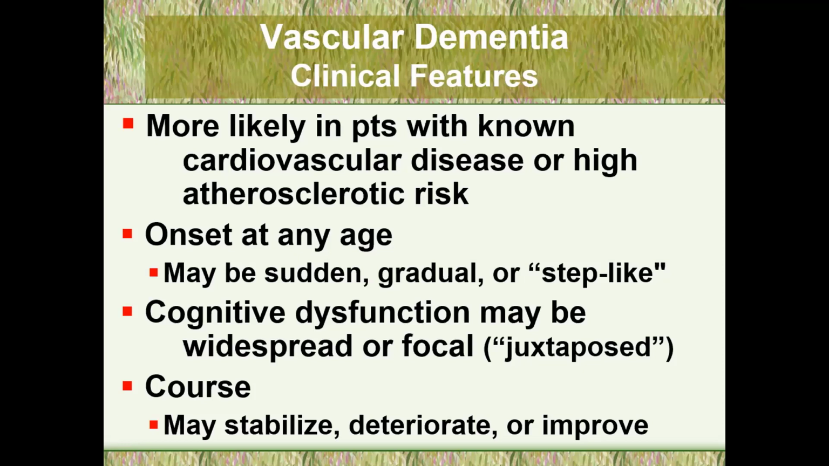Also, in contrast to Alzheimer's, which over time will affect all cognitive intellectual functions, vascular dementia can have what are called juxtaposed problems. That is, they may have significant deficits in certain areas, but be very clear in other areas, depending on where the atherosclerotic process is occurring in the brain. And finally, where I mentioned that Alzheimer's disease is invariably a progressive disease, vascular dementia isn't. It may deteriorate, it may stabilize, or it may even improve.